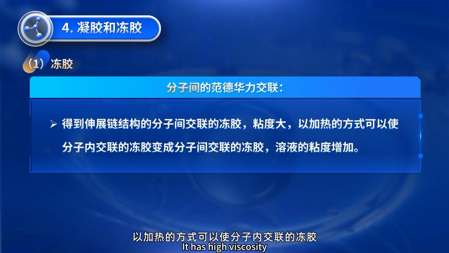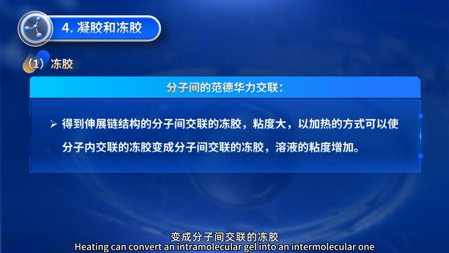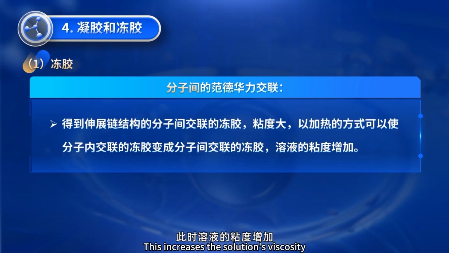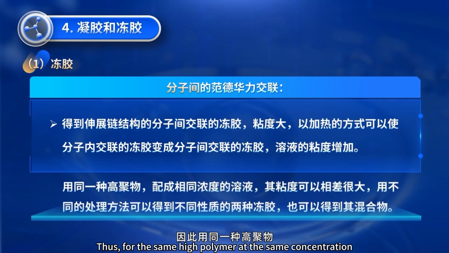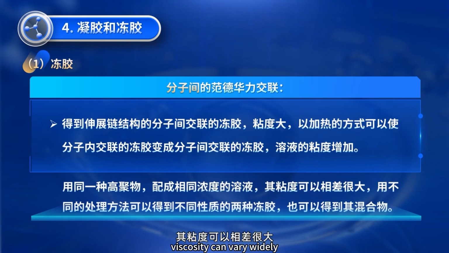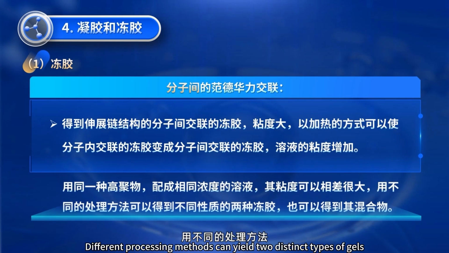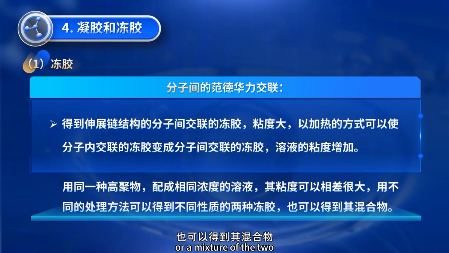If intermolecular physical cross-linking forms, a gel with an intermolecular stretch chain structure is formed. It has high viscosity. Heating can convert an intramolecular gel into an intermolecular one. This increases the solution's viscosity. Thus, for the same high polymer at the same concentration, viscosity can vary widely. Different processing methods can yield two distinct types of gels, or a mixture of the two.